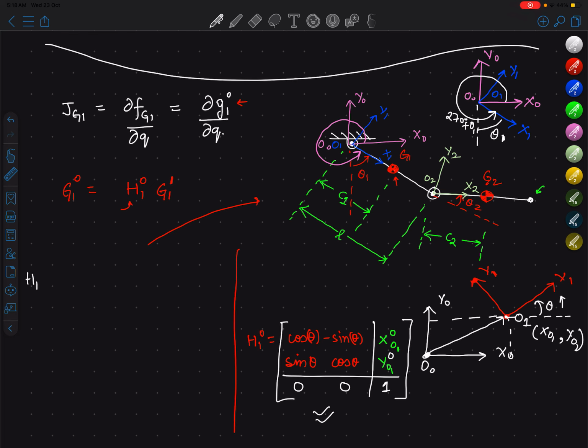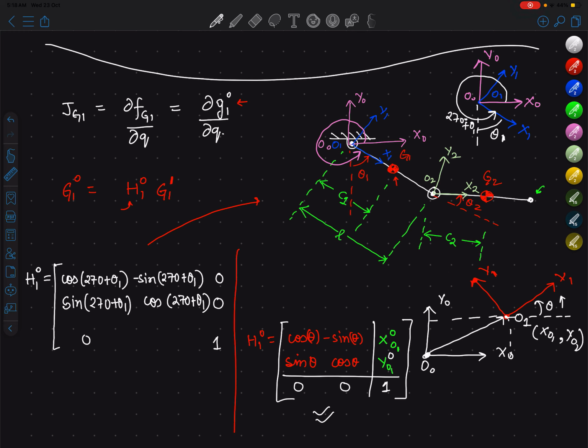So what is H1_0 for this case? It is cos(270 + theta 1), minus sin(270 + theta 1), and because their origins coincide, there is no displacement, so this will be 0; then sin(270 + theta 1), cos(270 + theta 1), 0; and 0, 0, 1. So this is the homogeneous transformation matrix between 1 and 0, right?